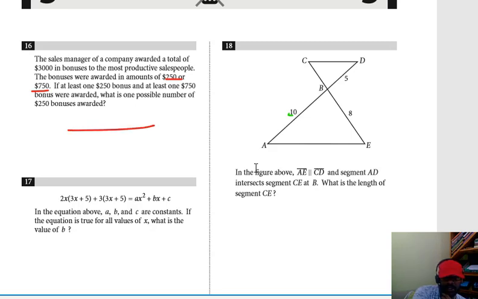Okay, so just let me visualize this. I have $215 and then I have $715 awards. Therefore, it says at least, which means it should be greater than here. And at least one $250 bonus award. Alright, so what is one possible number of $215 awards?